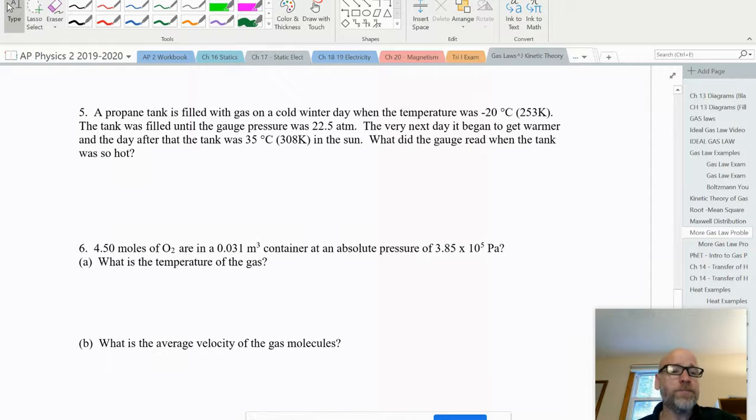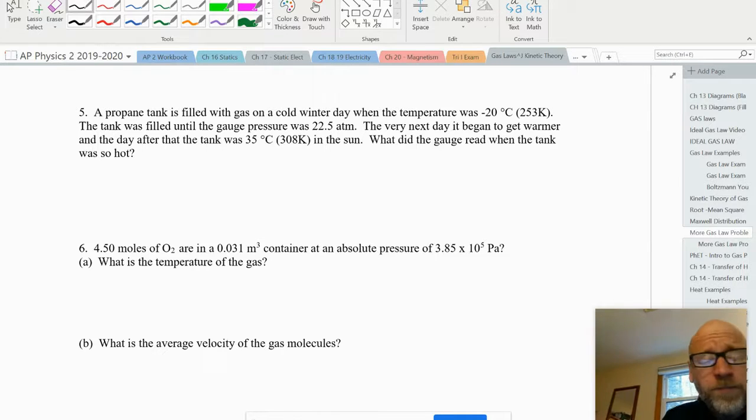Let's keep moving. Number 5 says a propane tank is filled with gas on a cold winter day when the temperature is negative 20 degrees Celsius. The tank was filled until the pressure gauge was 22.5 ATMs. The very next day, it began to get warmer, and the day after that, the tank was 35 degrees Celsius in the sun. What did the gauge read when the tank was so hot?